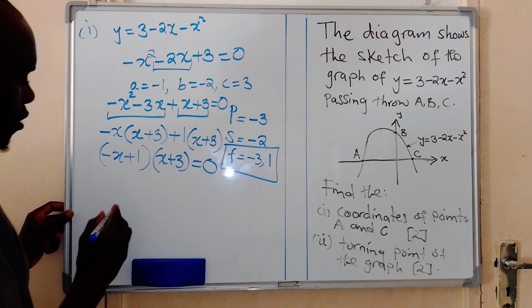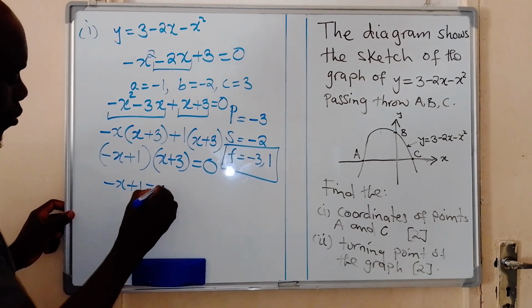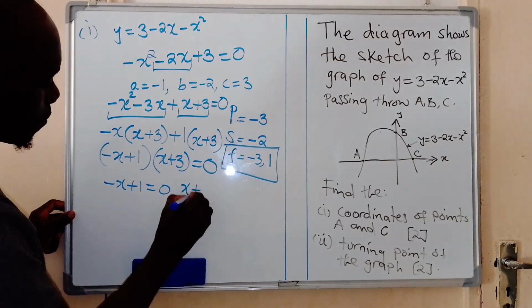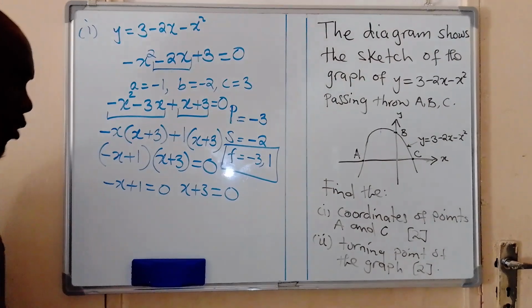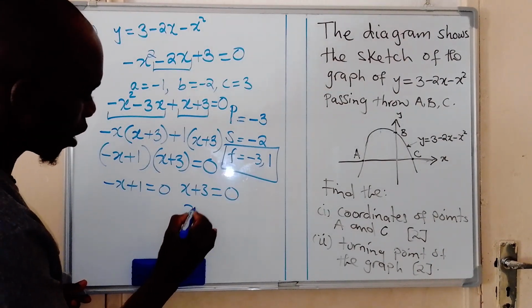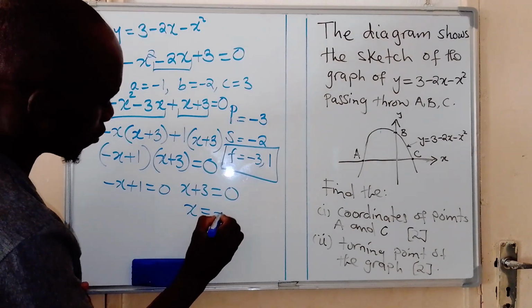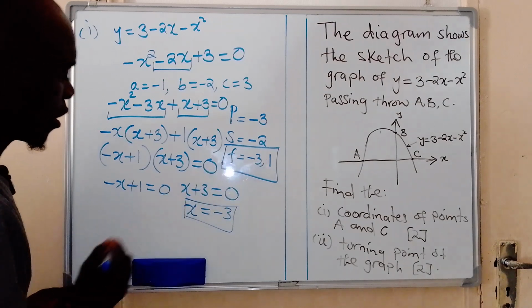Then you treat these. Negative x plus 1 is equal to 0. x plus 3 is equal to 0. So at this point, you equate, you take this to the other side, also this to the other side. So doing this one, you have x. When you take the other side, you have negative 3. That is the root of x, the one you have right here.